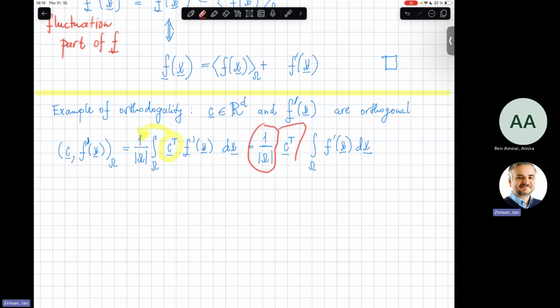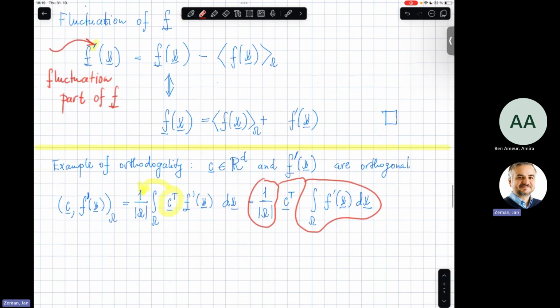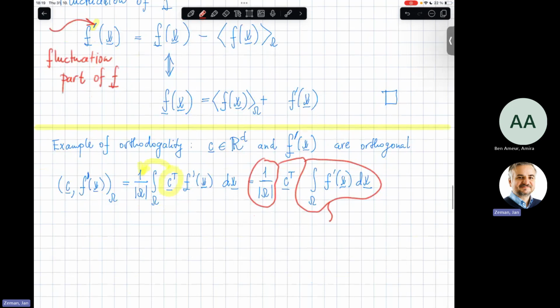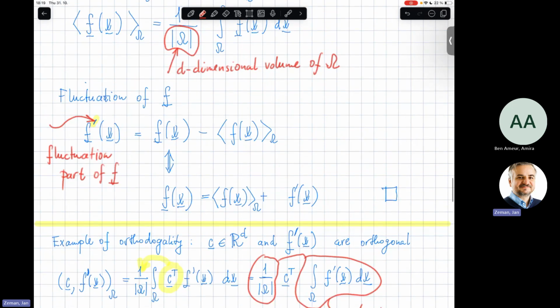And I'm actually doing that only to realize that this compound expression, so this 1 over the volume of omega times the integral, is precisely what I denoted previously as the mean value of that function. But this was defined in a way to ensure that the mean value of the fluctuation is 0. So this is what I forgot to say here.